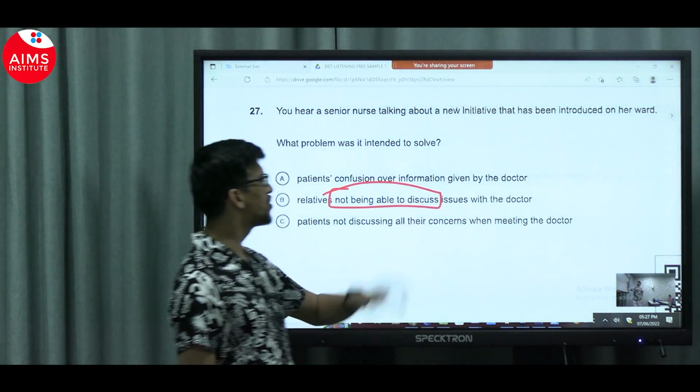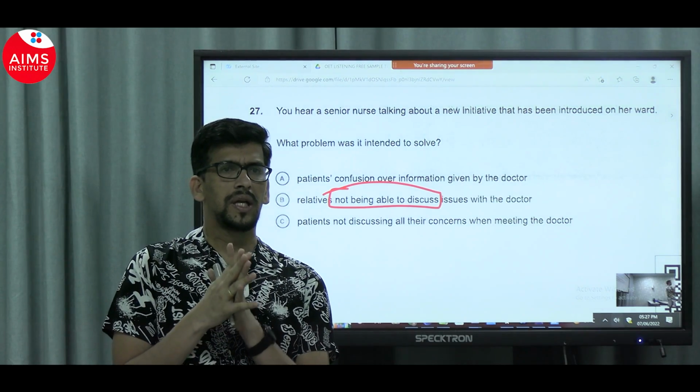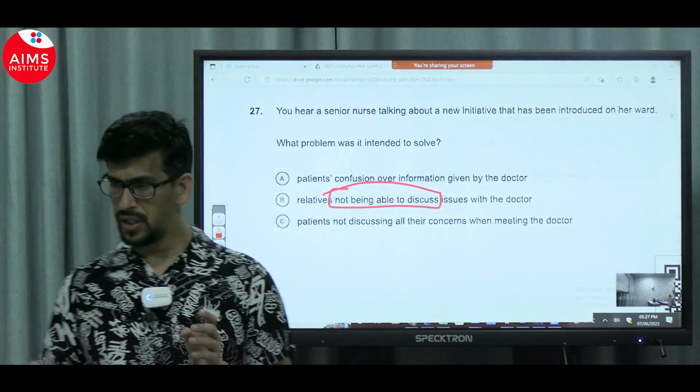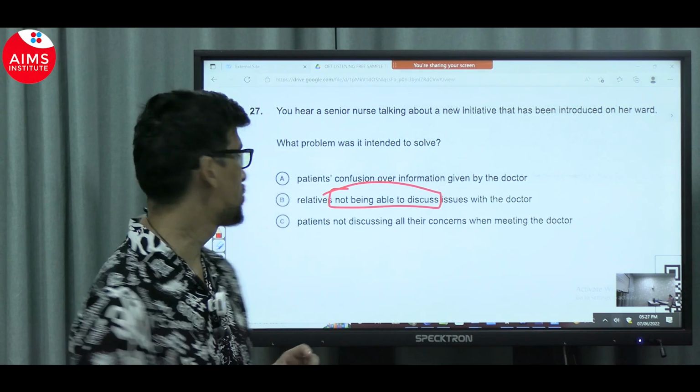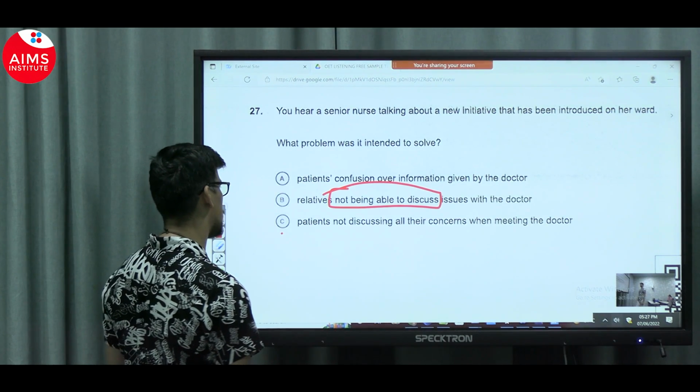Relatives not being able to discuss issues with the doctor. The right information, the relatives are not able to pass to the doctor in any way. Don't think they refused. It can be that they refused or something else also. Then the option: patients not discussing all their concerns when meeting the doctor.